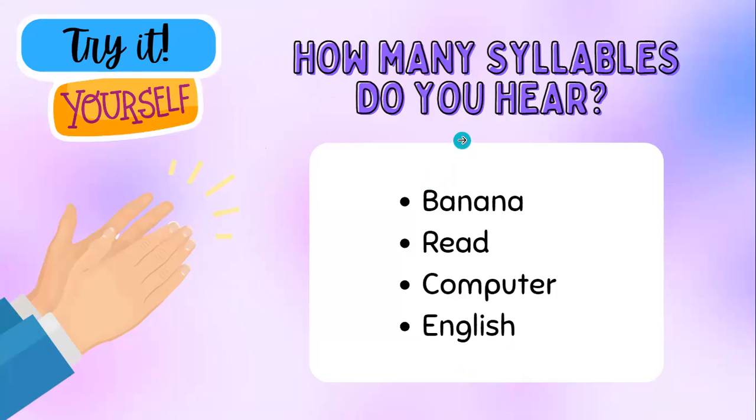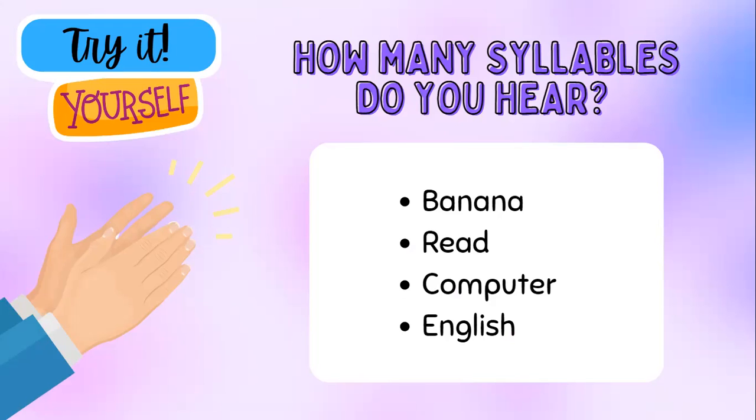Okay, now we are going to practice, and I want you to do it with me this time. We are going to clap banana. Ba-na-na. How many times did I clap? I clapped 3 times. So the word banana has 3 syllables.